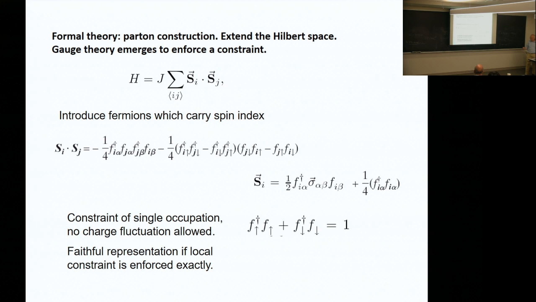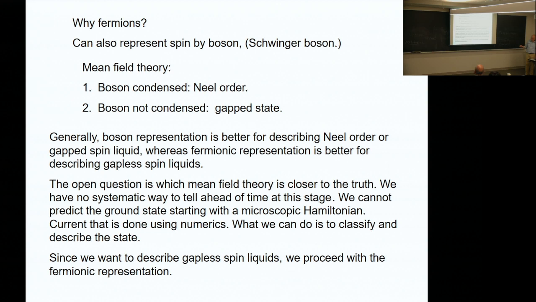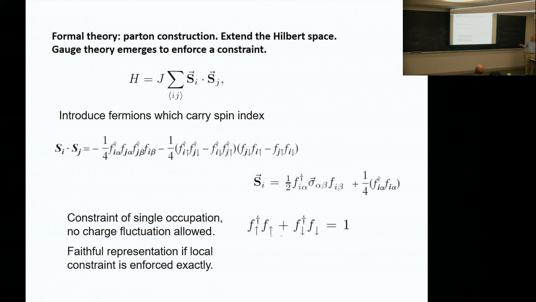So it looks like we map it to a somewhat simpler problem with fermions, because it's good to work with fermions or bosons since there's Wick's theorem. But there's no Wick's theorem for spin, so this is already a step forward. But you pay a big price in that there is this constraint. However, if you can enforce the constraint exactly on each site, then this is actually a faithful representation of the original spin model. There's no approximation here. So again, we expand the unit cell, and then enforce a constraint.